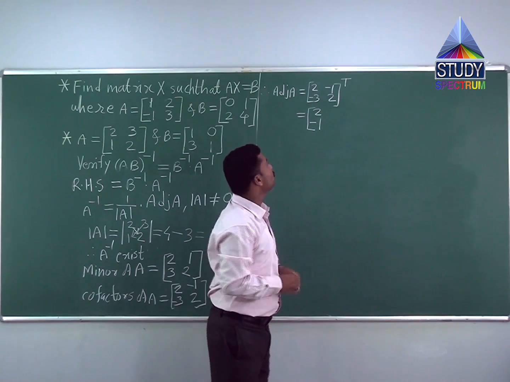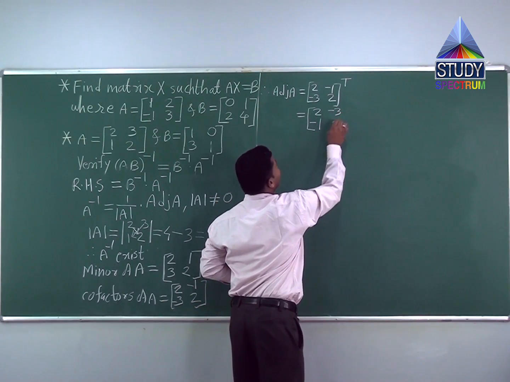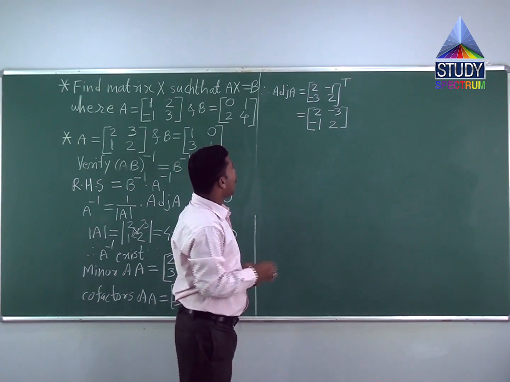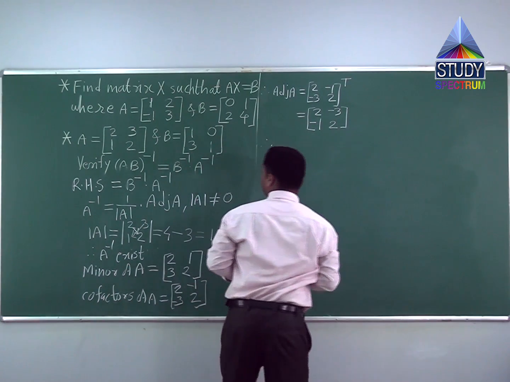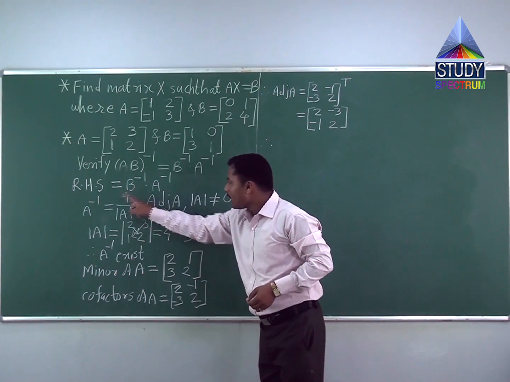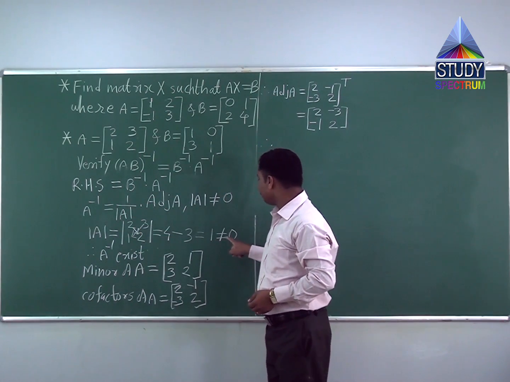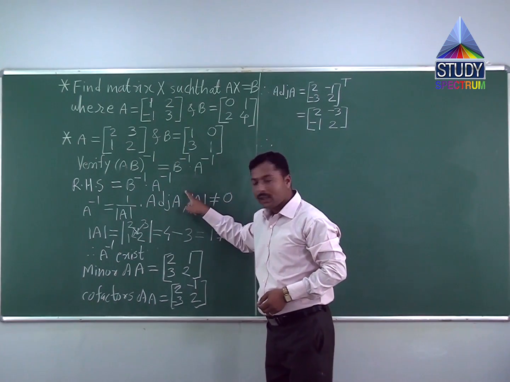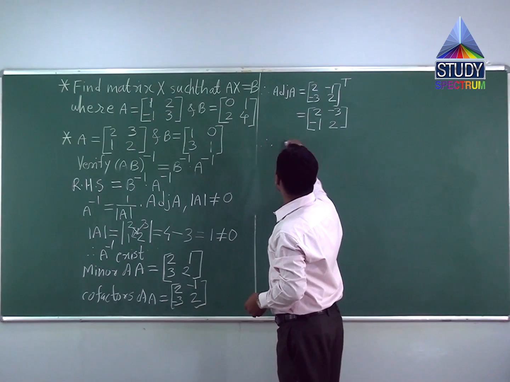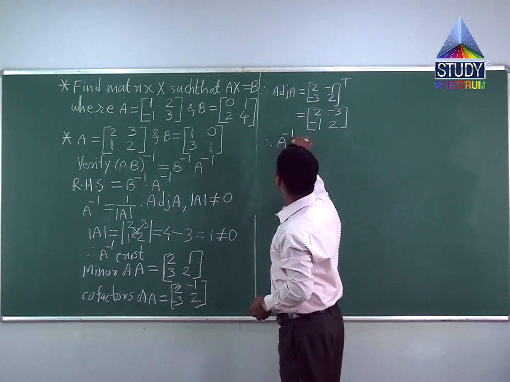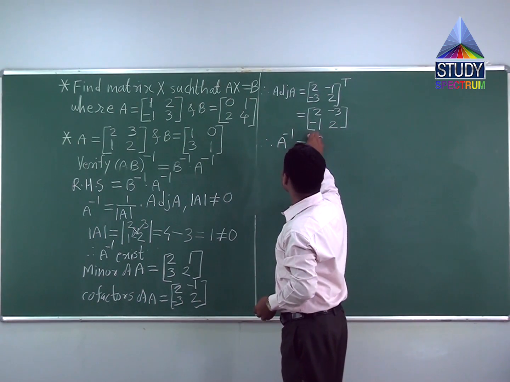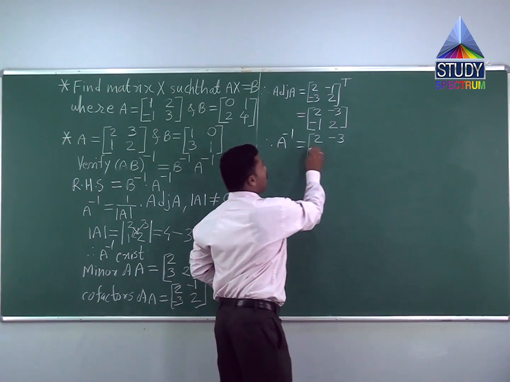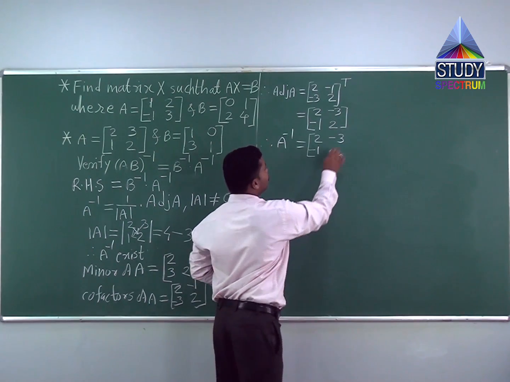Second row becomes second column. So minus 3, 2. So this is our adjoint, and therefore by using this formula, A inverse equals 1 upon determinant, which is 1, so 1 upon 1 into adjoint of A. So A inverse equals this adjoint of A, which is the matrix 2, minus 3, minus 1 and 2.